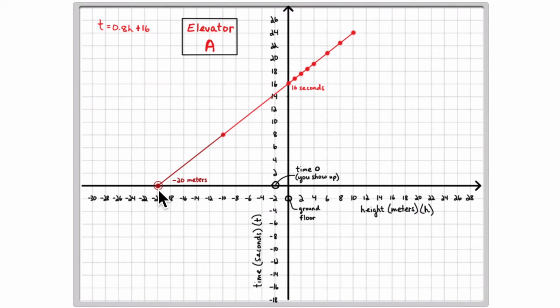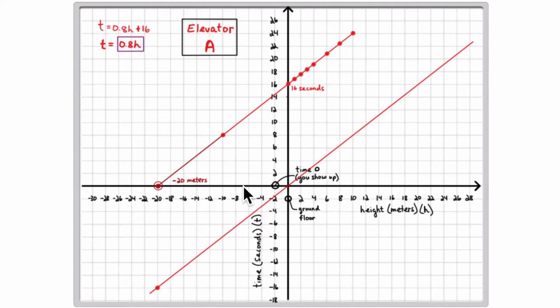So at a negative 20 meters, it is 16 seconds away from you. So to get to ground level, it has to travel for 16 seconds to get from a negative 20 meters to ground level. But if you look at the proportional part of this relationship, just the 8/10 seconds per meter times the number of meters, that goes through 0, 0. That is a proportional relationship.